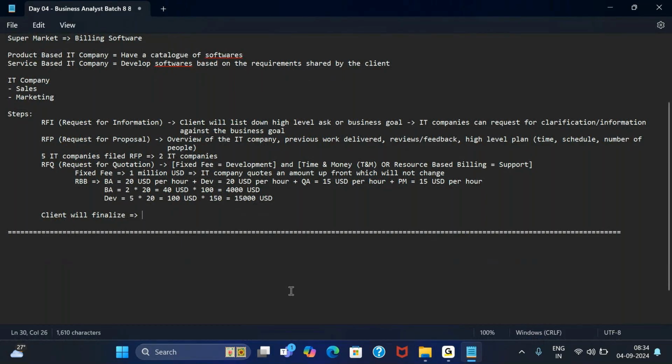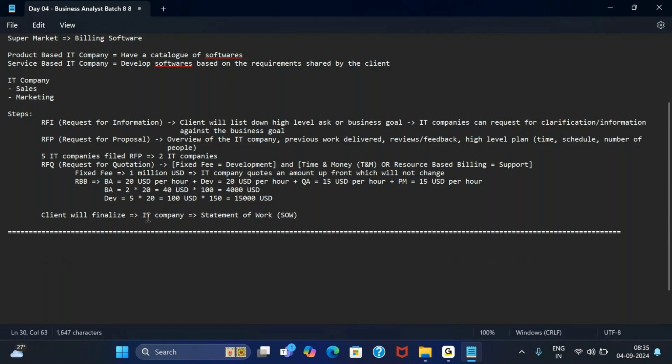Like they will give one type of work to one company, another type of work to another company. So the client will finalize what they will finalize. They will finalize the IT company which is going to do their work. And how do we know that things are being finalized? Through something called a statement of work, which is often abbreviated as SOW.